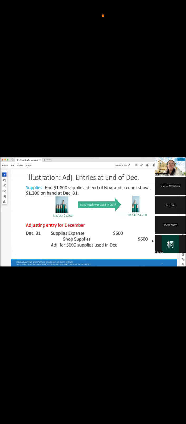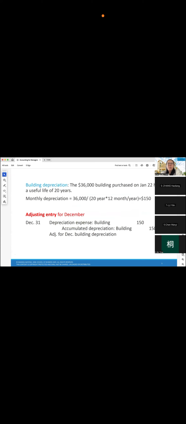Supplies is an asset account because we own the stationery, and we are entitled to use the stationery for our economic benefits. Assets are on the left-hand side of the equation and therefore increase on the left. DC: I debit to increase, I credit to decrease. To show the decrease in supplies, I would then credit supplies $600. So this is a classic example of how adjusting entries would be done for recording supplies.